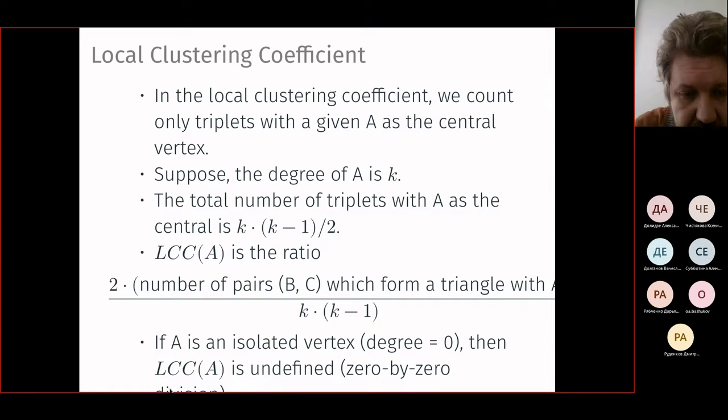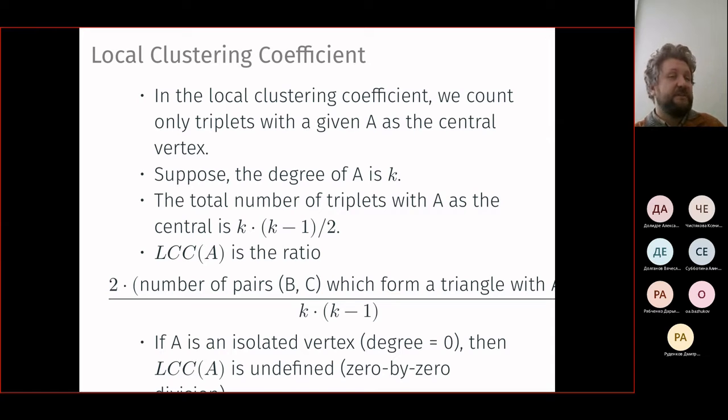Sorry, there's a bug here, this division at the bottom. If A is an isolated vertex, then you cannot compute the clustering coefficient, because it's going to be 0 divided by 0, and for a good reason. If you have an isolated vertex, how does it cluster?